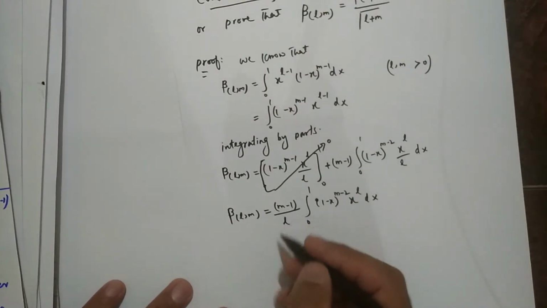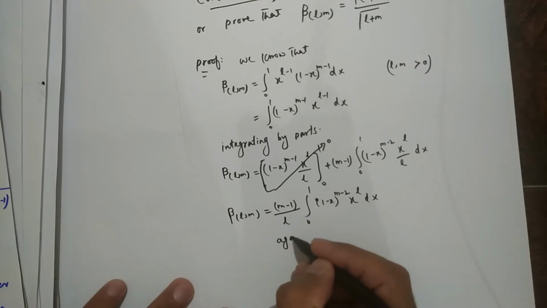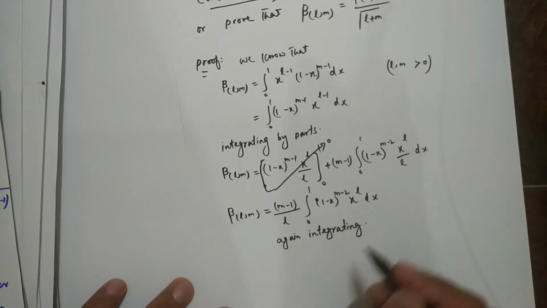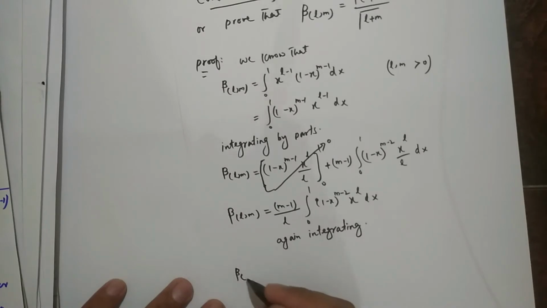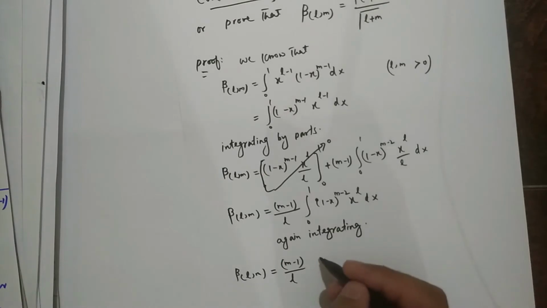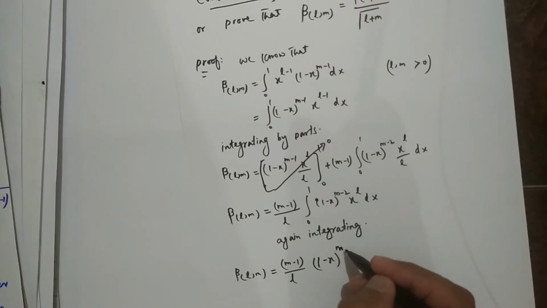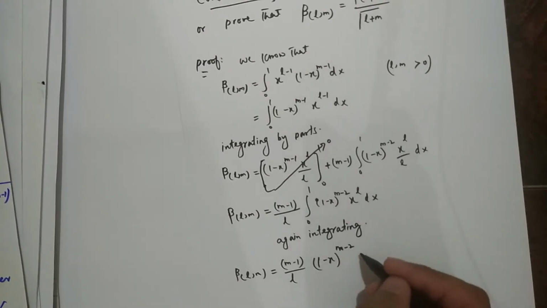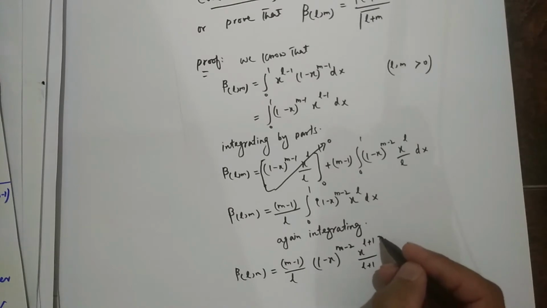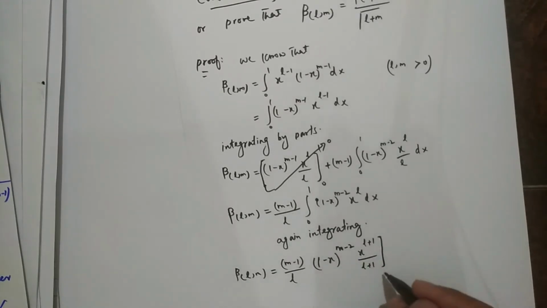Again integrate it by parts. So now beta(L, M) is equal to m minus 1 upon L, and again this is the first function, which is (1 minus x) to the power m minus 2, and the integration of the second, which is x to the power L plus 1 upon L plus 1, and the limits will be from 0 to 1.